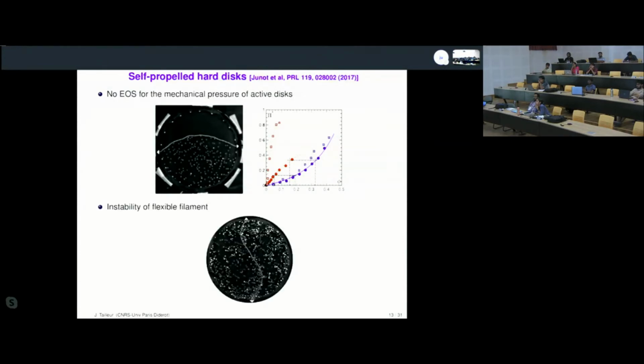Finally, you can also play the game in which you divide the cavity in two by a flexible partition, and you see this S shape, which is reminiscent of this instability I was talking about.